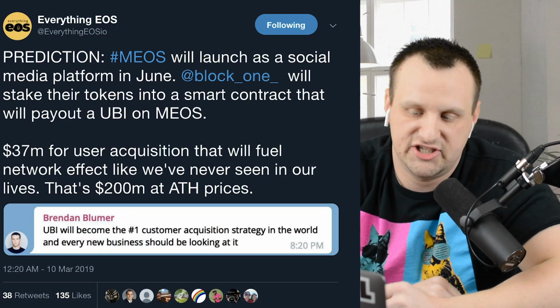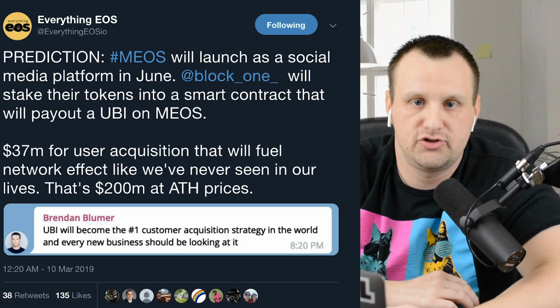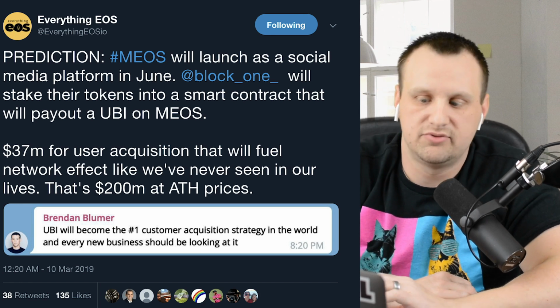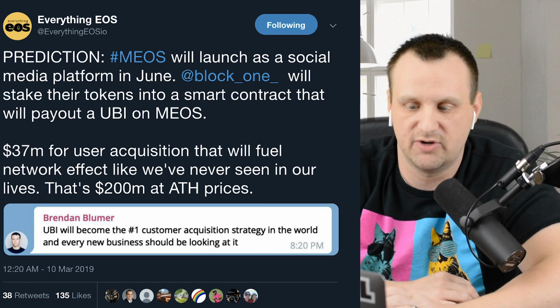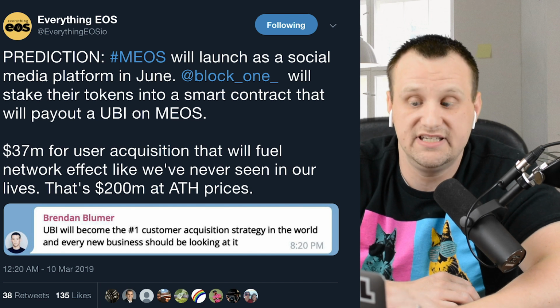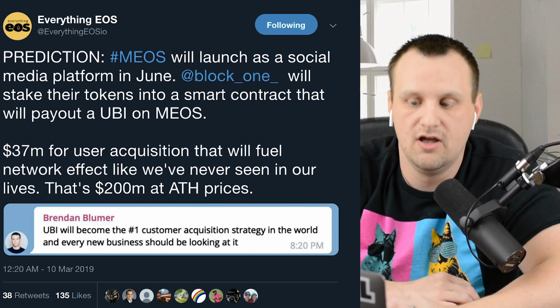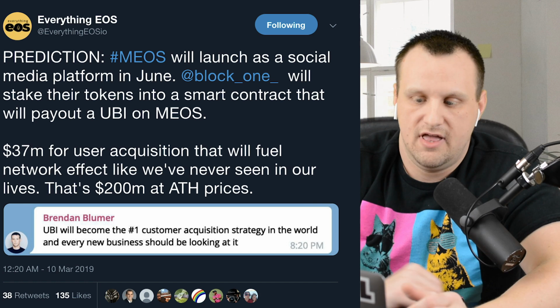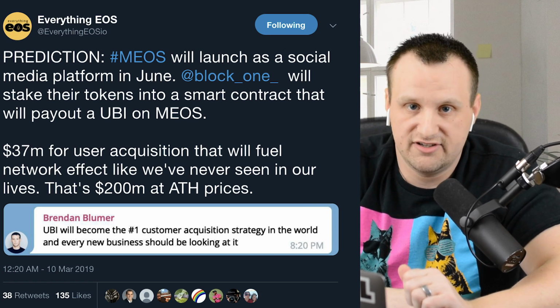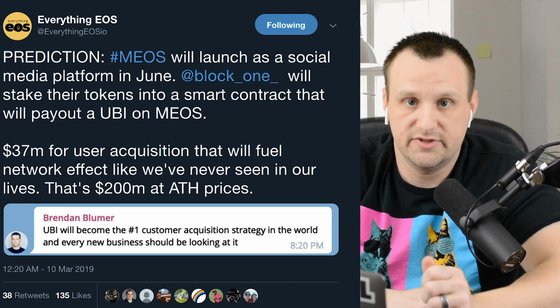You asked about the Twitter prediction. So I'll just read the tweet out loud so that the people just listening at home who haven't seen it yet could hear it. Prediction: BEOS will launch as a social media platform in June. Block.One will stake their tokens into a smart contract that'll pay out a UBI, or Universal Basic Income, on BEOS. And I said that's $37 million at today's price because they have 10 million liquid tokens after 1 year in June. And if we hit all-time high prices, let's say the market turns around, that's $200 million that would go towards customer acquisition. That's all it would be for.